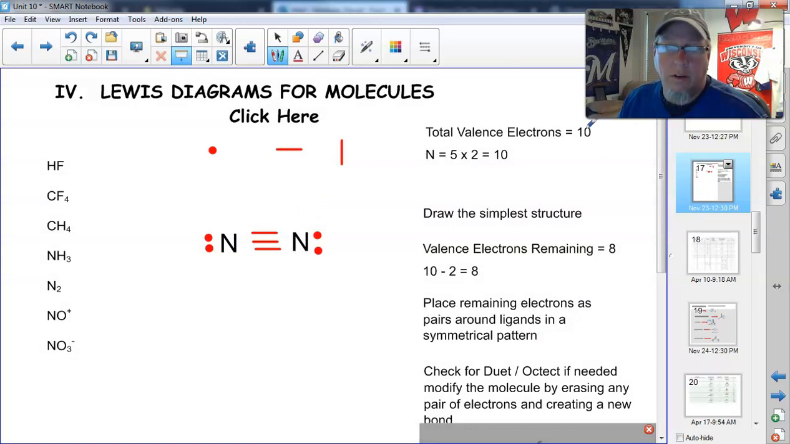Total number of pairs should be 10. 2, 4, 6, 8, 10. You can't invent extra electrons. We just have to share them more efficiently. So in this one, this was actually one of the ones that was in the Edpuzzle that you watched. There's a triple bond between the 2 nitrogens. And when there's a triple bond between the 2 nitrogens, we're showing that by having 3 lines there.